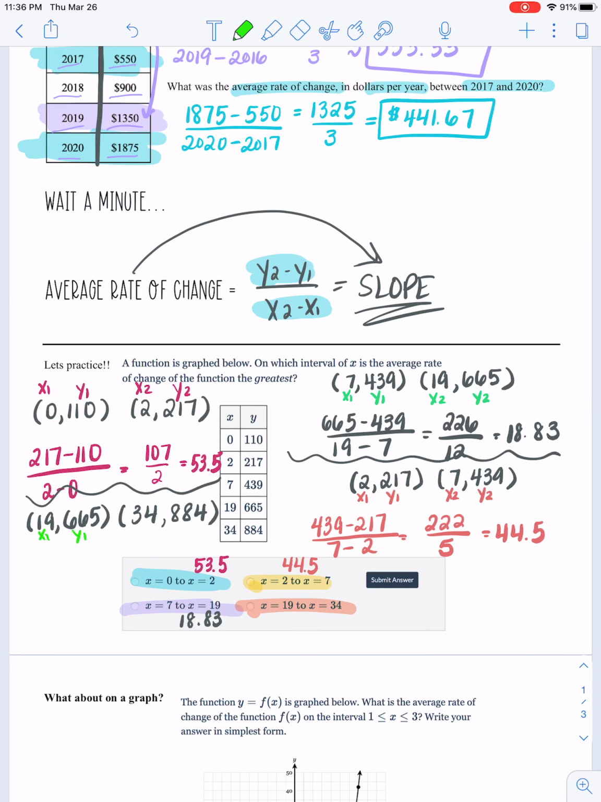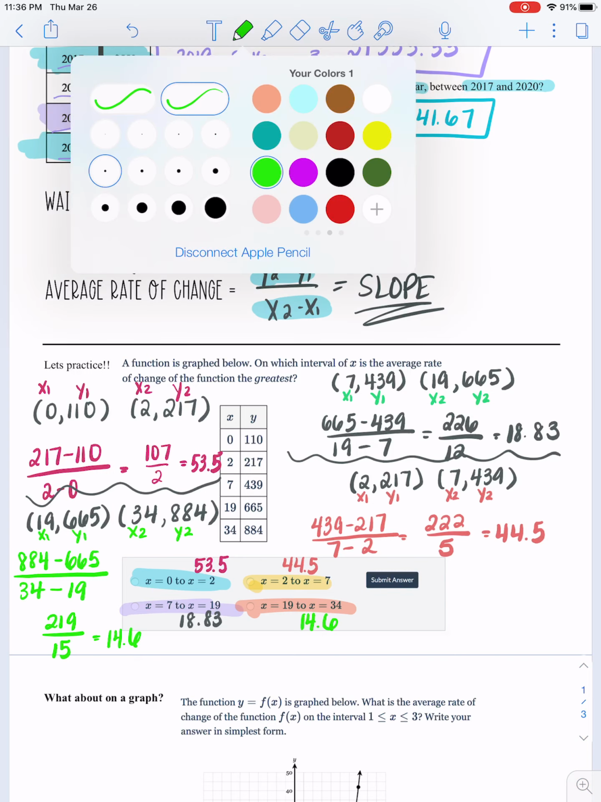x1, y1, x2, y2. Now we do y2 minus y1, so 884 minus 665 over x2, which is 34, minus x1, which is 19. Subtract the top, I get 219 on top. Subtract the bottom, I get 15 on the bottom, and I'm just going to divide. 219 divided by 15, I get 14.6.